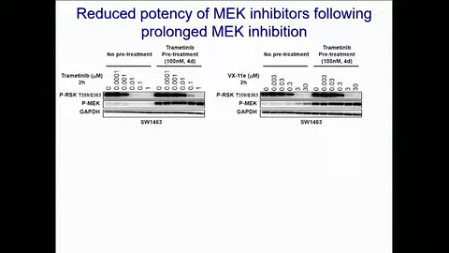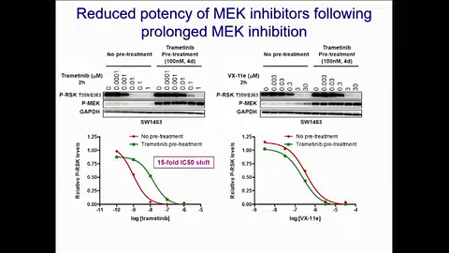And what we found is about a log shift in the potency of trametinib and about a 1 to 2 log shift in the potency of selumetinib to inhibit phospho-RSK after a 4-day pretreatment with trametinib. And as you can see, the baseline phospho-MEK levels are massively induced at this time point compared to the non-pretreated cells.